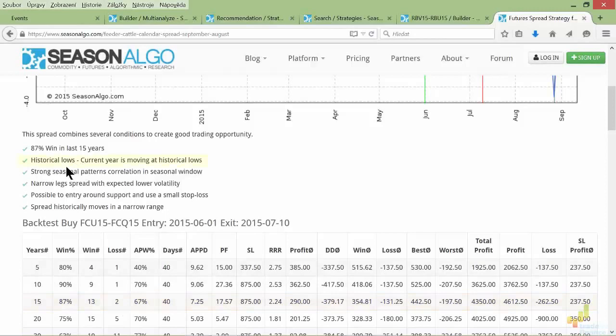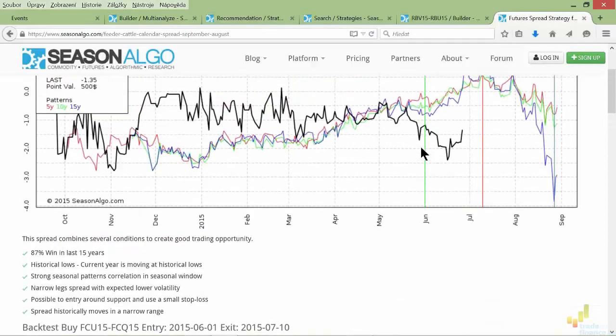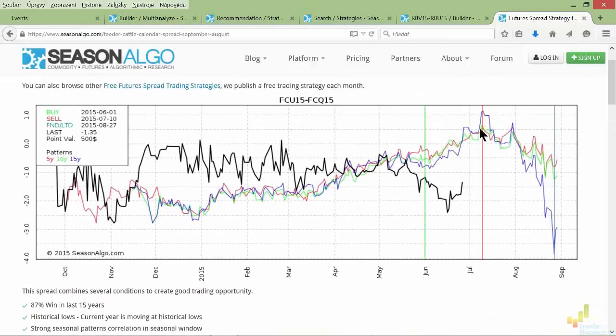Also, currently, the spread is moving at its historical lows. We are going to have a look in a minute at what it means. And there is a strong seasonal pattern correlation in the seasonal window. This is what we can see here. We have the historical patterns, and they very strongly correlate within the trading window. But you can see that they very strongly correlate the whole time since the beginning of the spread. So this is again something that we really like.